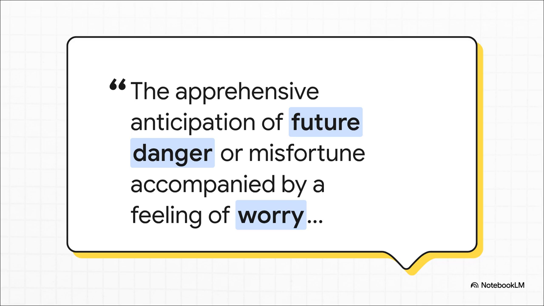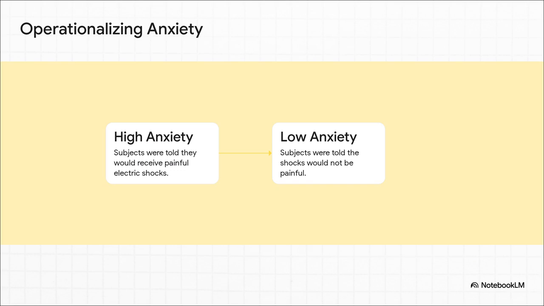But how on earth do you create apprehensive anticipation in a lab? You can't put a measuring tape on it. It's just too vague. Now check this out. This is how a researcher named Schachter solved this problem back in a famous 1959 study. To operationalize anxiety, he created two very real, distinct conditions.